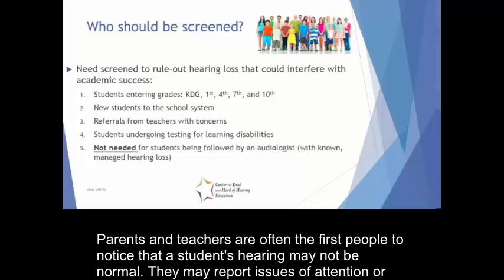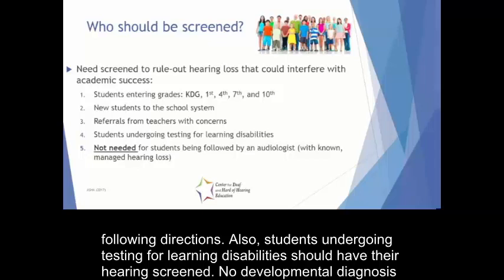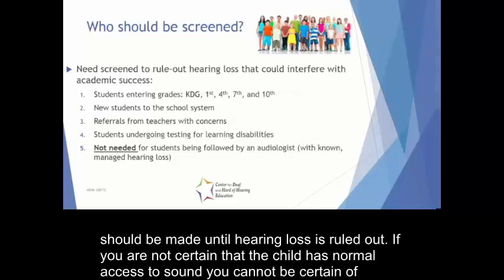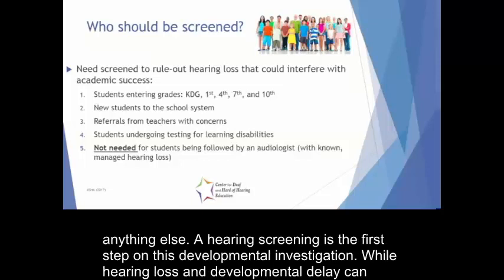Parents and teachers are often the first people to notice that a student's hearing may not be normal. They may report issues with attention or following directions. Also, students undergoing testing for learning disabilities should have their hearing screened. No developmental diagnosis should be made until hearing loss is ruled out. If you are not certain that the child has normal access to sound, you cannot be certain of anything else.